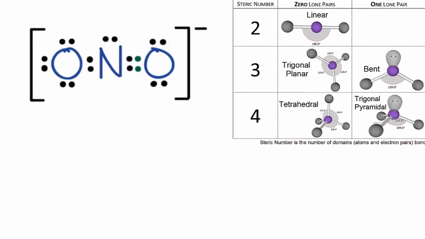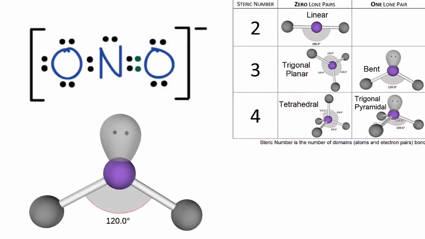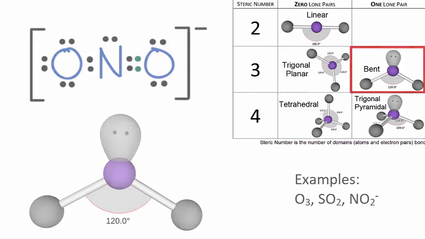For NO2-, we have 2 atoms attached to the central nitrogen there, and then we have a lone pair. So we have a steric number of 3, and you can imagine that those 2 atoms on the outside, the oxygens, are going to be pushed down by that lone pair on the nitrogen. That'll give us a bent molecular geometry.